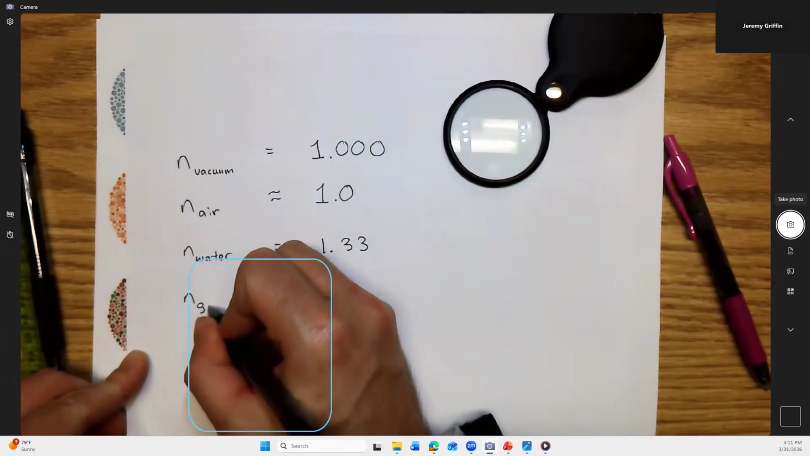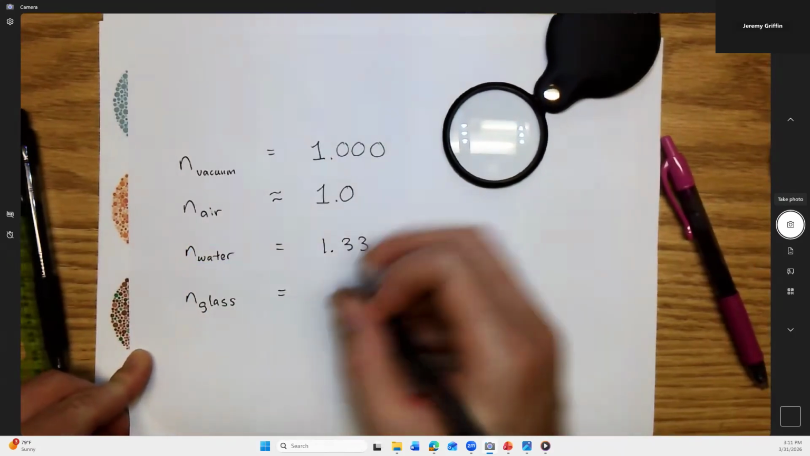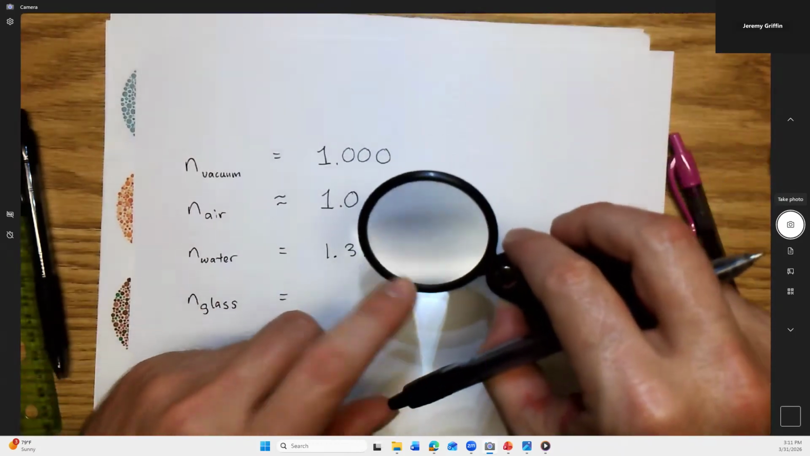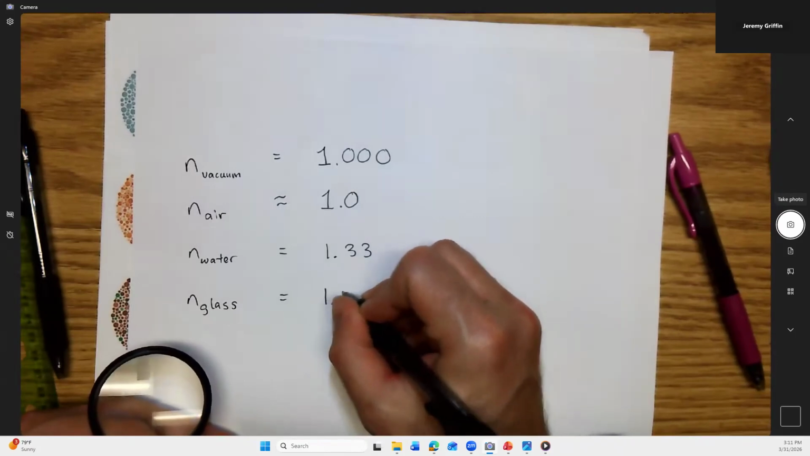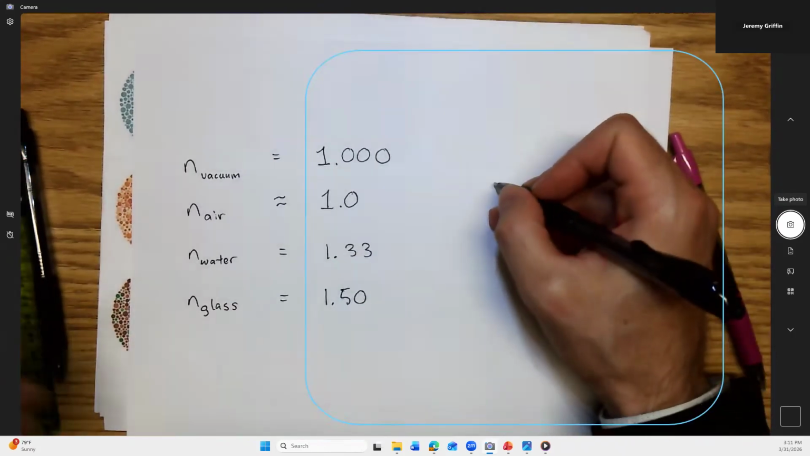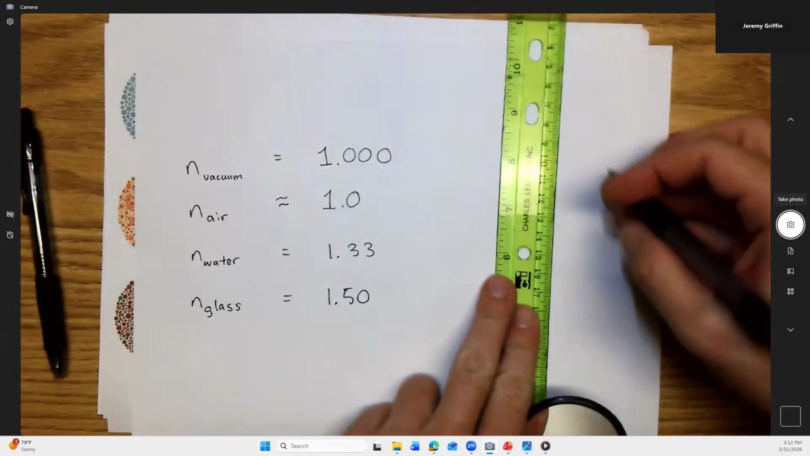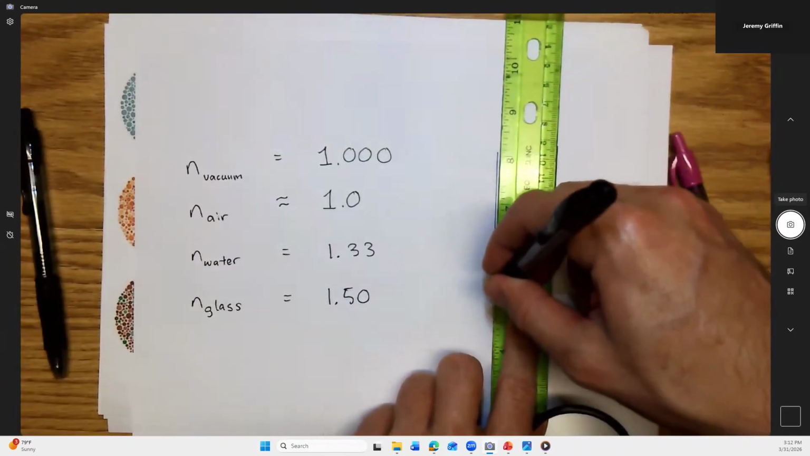And then how about glass? Now there's different kinds of glass, so there could be a little range of answers to this. Well, what do you think? If you had to guess, it'd be pretty close to what? It's usually like 1.5. Okay. Did I tell you guys the other day? Show of hands, how many of you guys are taking forensic science? Okay, a few of you guys.